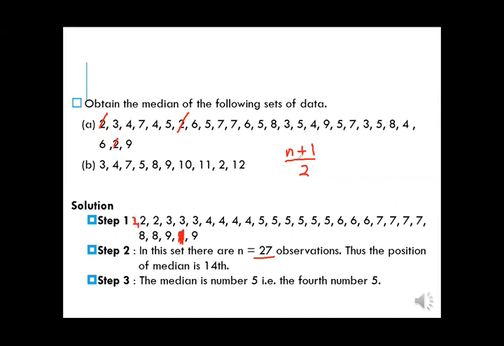Okay, so we have n plus 1. Your n is 27. So the median position will be 27 plus 1 over 2, that will be 28 over 2. 28 over 2 will be the 14th position in the observation. So that will be the second step. If it is the 14th position, then you go to the observations and look for the data you have arranged, and then look for the 14th position.